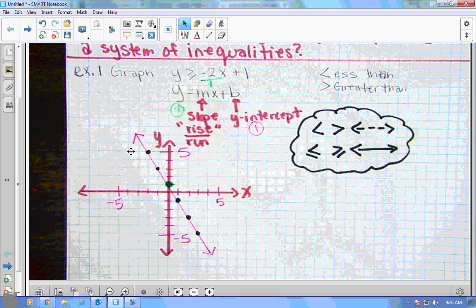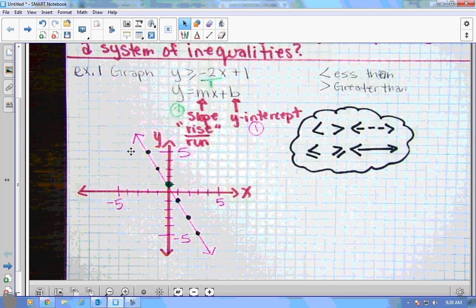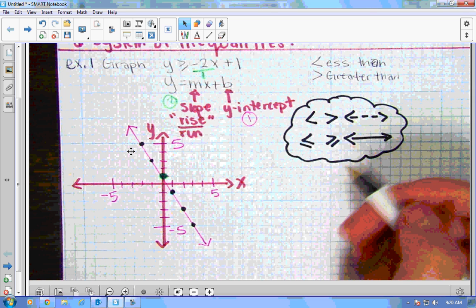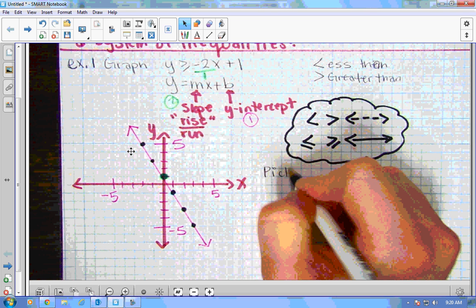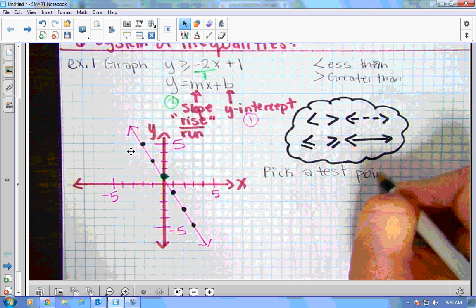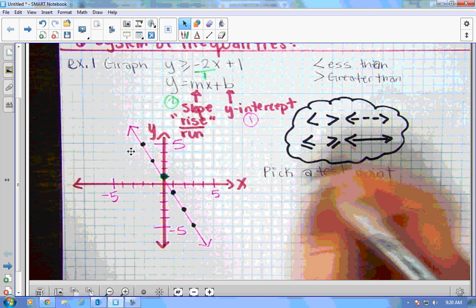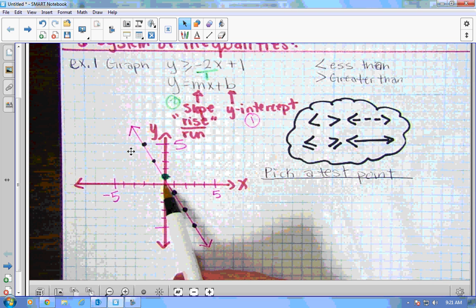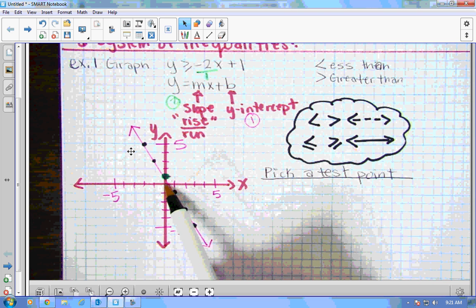Now there's a new step. We have to determine where to shade. We determine where to shade by picking a test point. Pick a test point. When we pick a test point, quite often it's easy. A really nice point to use is 0, 0, but 0, 0 in this case is too close to the line, so I don't want to pick it.